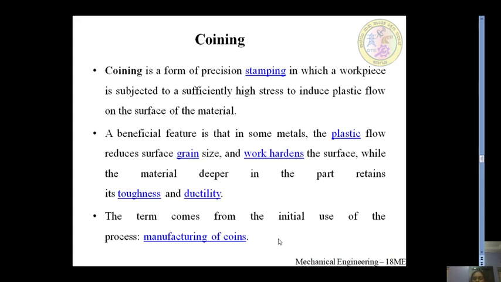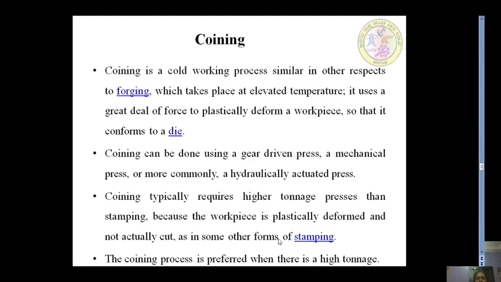We have seen already the coining. Coining is a form of precision stamping in which a workpiece is subjected to a sufficiently high stress to induce plastic flow on the surface of the material. A beneficial feature is that in some metals the plastic flow reduces the surface grain size and work hardens the surface, while the material deeper in the part retains its toughness and ductility. The term comes from the initial use of the process in manufacturing of coins here.